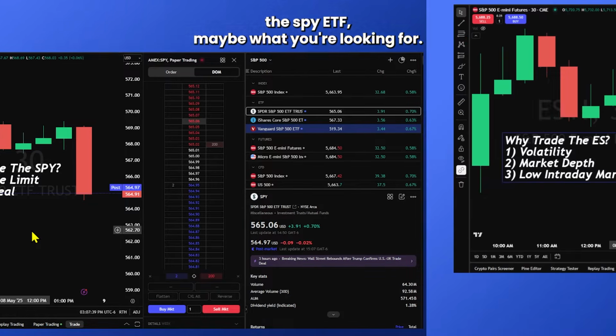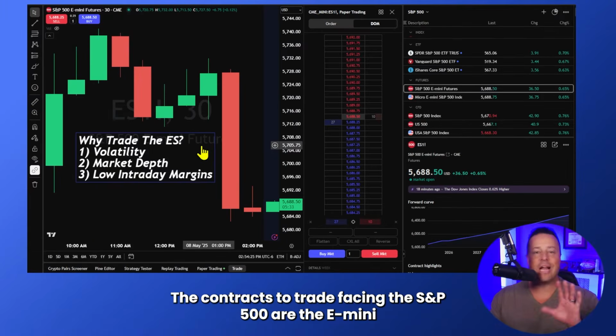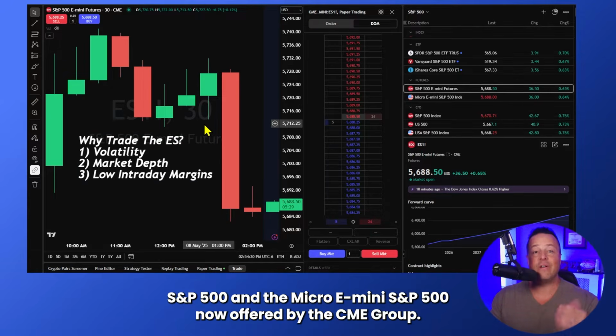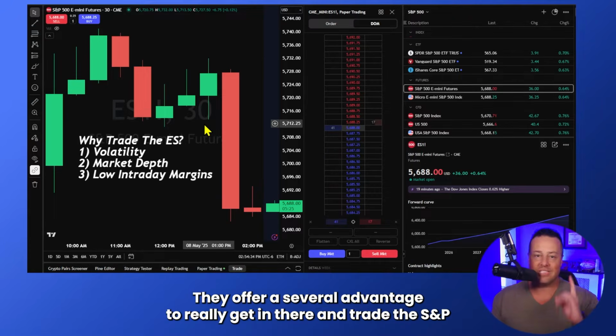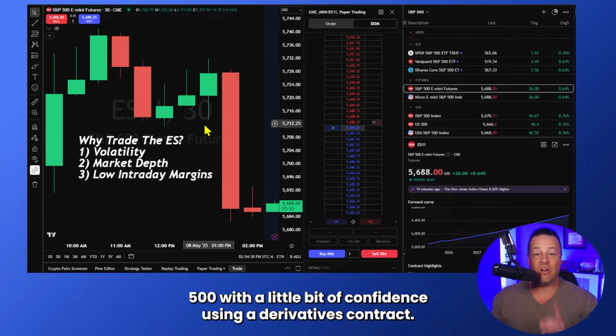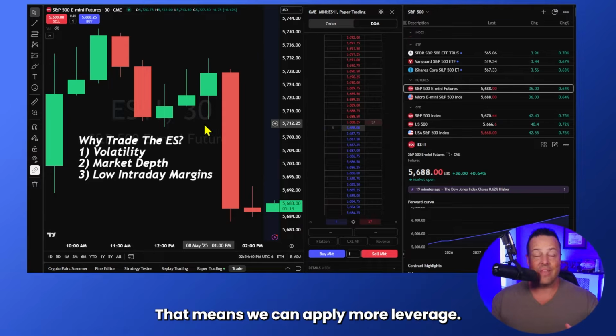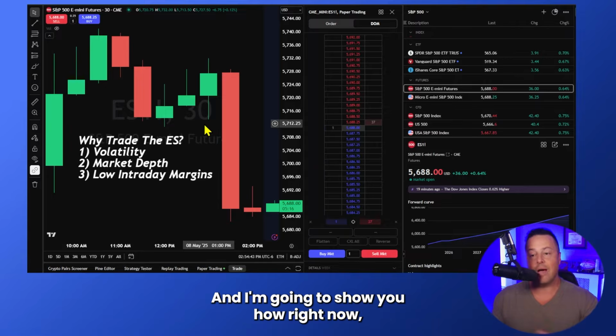On the futures markets, the contracts to trade facing the S&P 500 are the E-mini S&P 500 and the micro E-mini S&P 500. Offered by the CME Group, they offer us several advantages to really get in there and trade the S&P 500 with a little bit of confidence using a derivatives contract. That means we can apply more leverage, and I'm going to show you how right now.